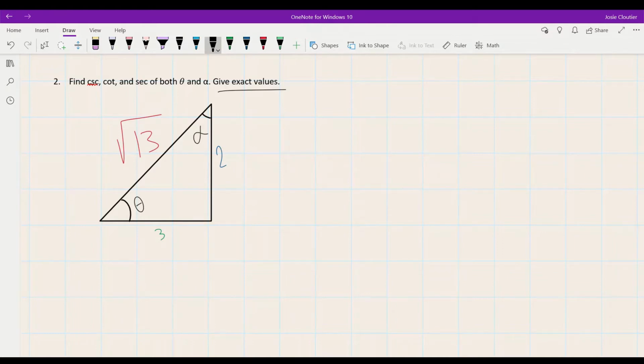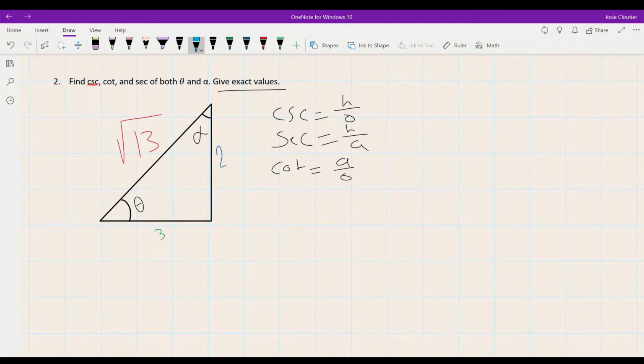So, we know that cosecant is the reciprocal of sine, so cosecant is equal to hypotenuse over opposite. We know that secant is the reciprocal of cosine, so that is going to be hypotenuse over adjacent. And we know that cotangent is the reciprocal of tangent, so that's going to be adjacent over opposite, right? So now we just need to write those for both theta and for alpha.